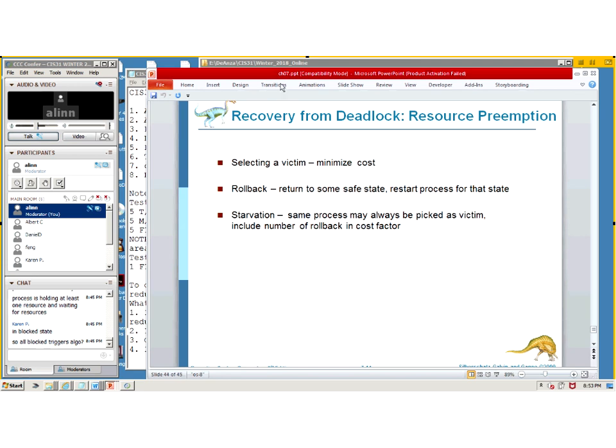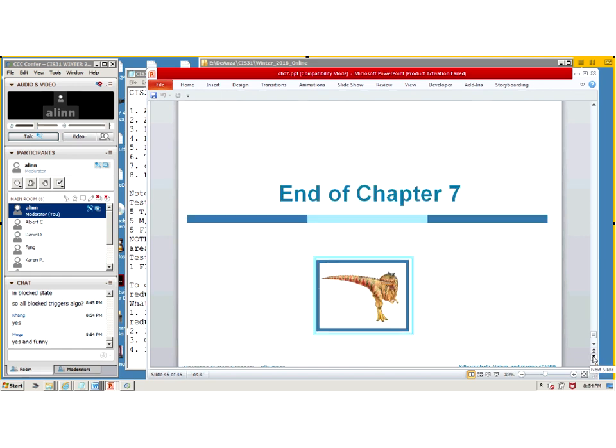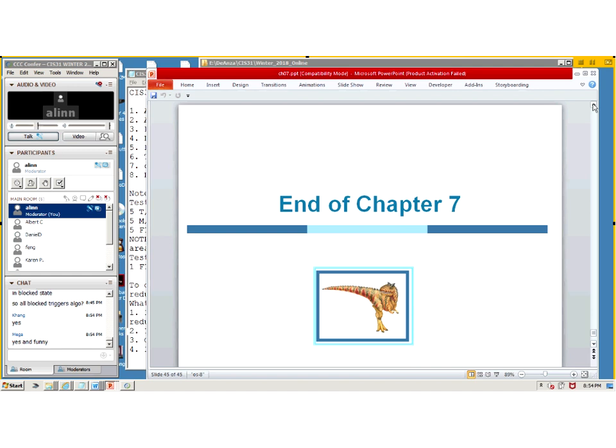Do you think this is fun? Are you liking these concepts, these ideas? Yeah, it is fun and funny. Yeah, I really like deadlocks, and that's the end of the chapter. Okay.